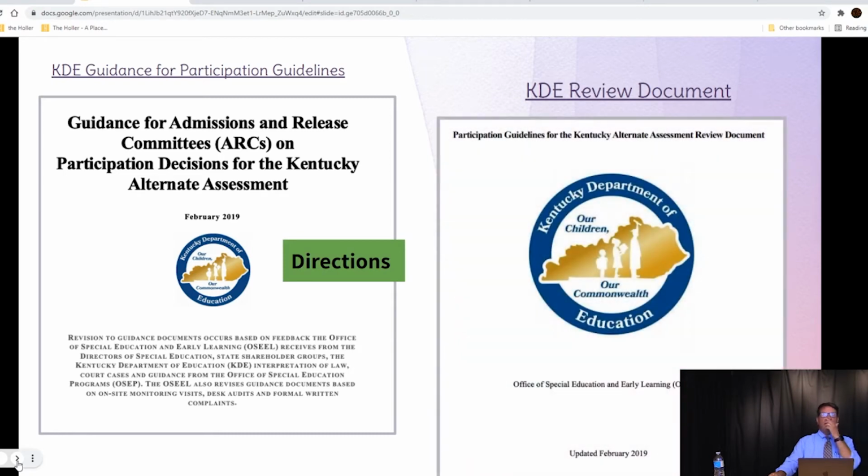And then of course we have the participation guidelines for alternate assessment, the review document, and that's going to be our scoring guide. So we're going to have our step-by-step directions on everything that we have to document, and then we're going to go through the guide and see if we're meeting the mark and if we're in fact capturing the spirit of what we need to be capturing from these decisions that we're making for these students.